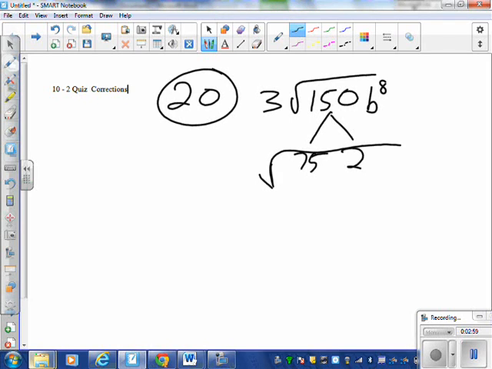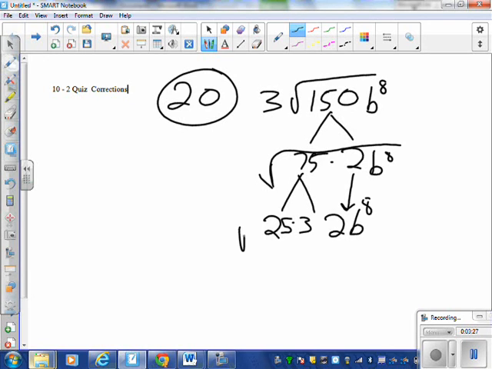And I also have b to the 8th power. I need to break down 75 again, because 75 is not a perfect square. What two numbers multiply together give me 75? 25 and 3. Then I'm going to bring down these other numbers too, the 2 and b to the 8th power. Now I look at this all underneath the square root sign.